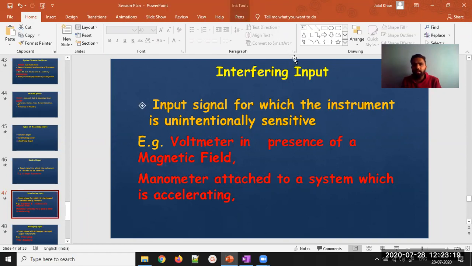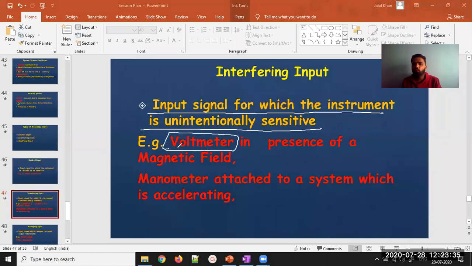So for any kind of input signal for which my instrument is unintentionally sensitive, like I have written voltmeter here. I hope all of you know why we use a voltmeter. We use it to measure the voltage, or you can even say the potential difference in an electric field.